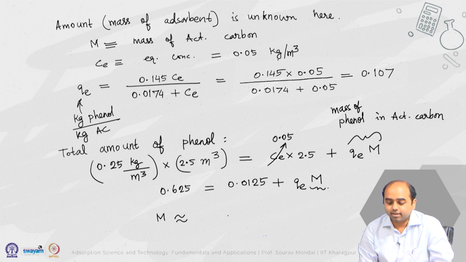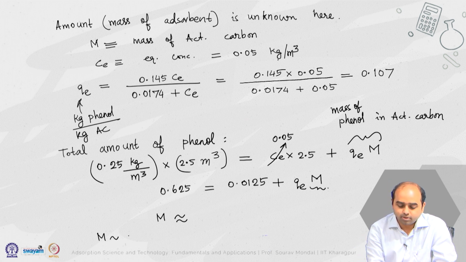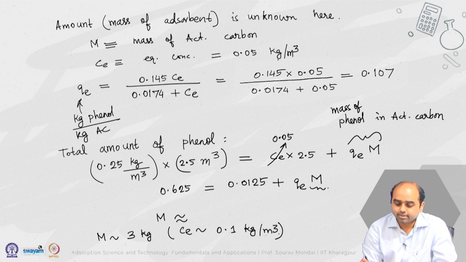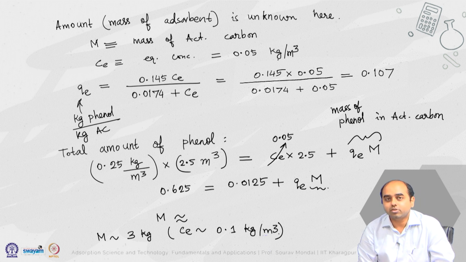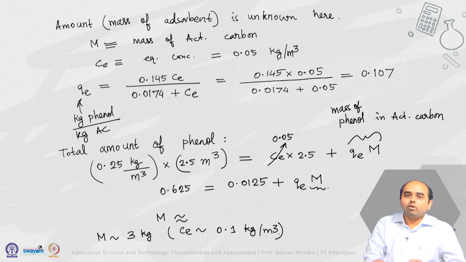In the previous case, the mass was around 3 kgs, and this produced the equilibrium concentration of 0.1 kg per meter cube. In this case, since the equilibrium concentration is lower, the mass of the adsorbent needed for this problem is higher. So I hope all of you have understood the principles of this equilibrium calculation.